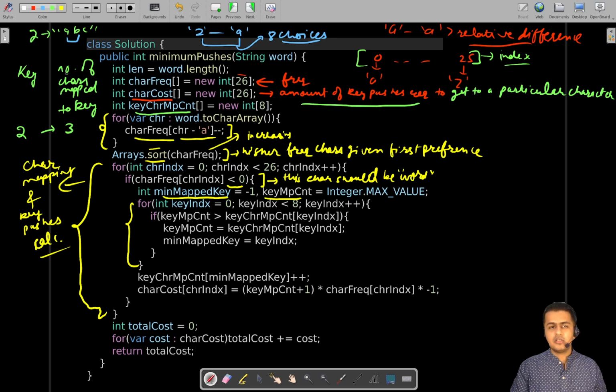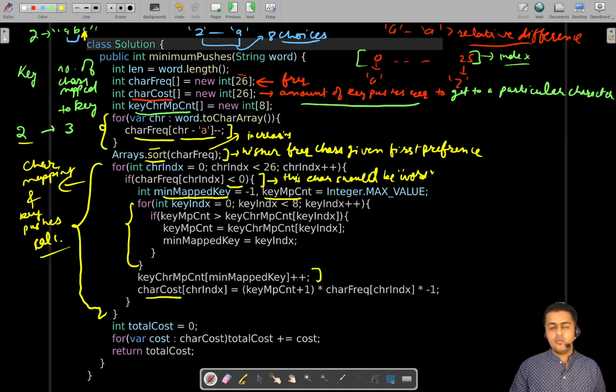It's the same as: if we are trying to map C to a key, and all the keys are already having three mappings, but fortunately we find key 2 which was only having two mappings, of A and B, then we will give C a mapping of 2. This is what we are doing here, and then we will increase the number of mappings that key 2 will be having from 2 to 3. This is that step.